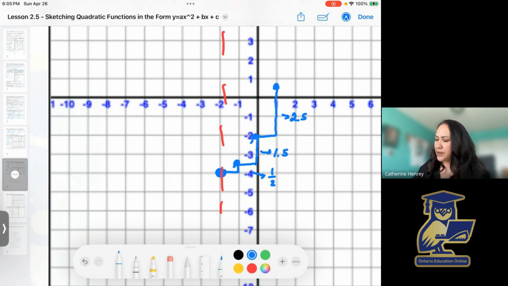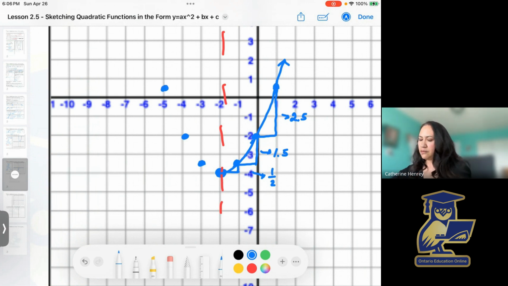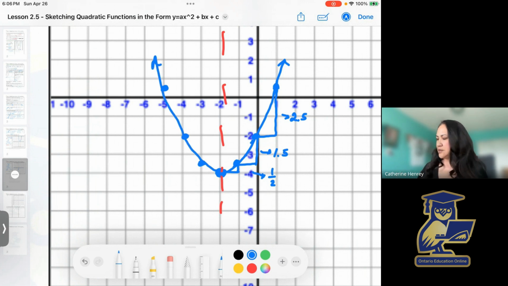So here we go with the right side of the parabola. And then using the axis of symmetry, let's go ahead and plot the point on the other side. So there you go. Here and here. And that's how we'll get the left side because of the symmetry.